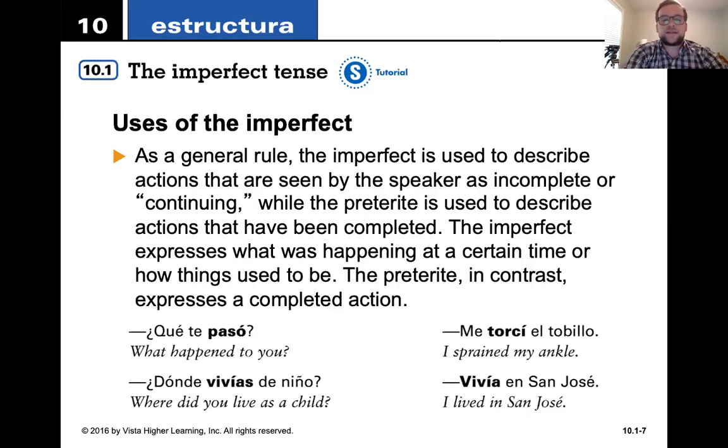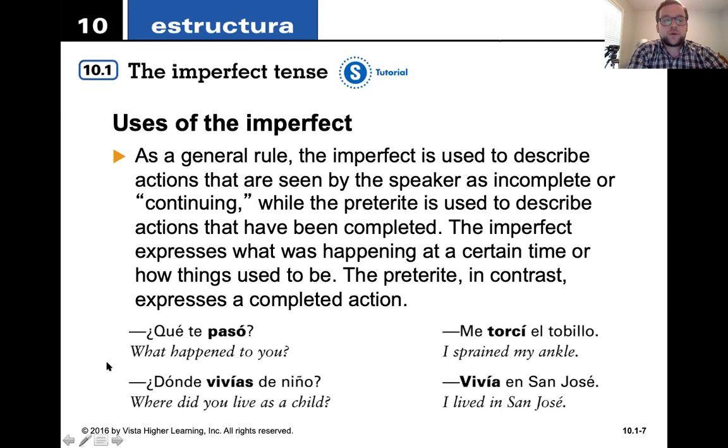So let's look at these examples. ¿Qué te pasó? What happened to you? So you'd use the preterite with that because he's saying what happened to you. Right? You would say, I turned my ankle. Me torcí el tobillo. I turned my ankle. It's done, right? That action's over. It's completed. That is why we would use the preterite, not the imperfect. If you were saying the imperfect with a sentence, you'd be saying, I used to sprain my ankle a lot, right? Not just I sprained my ankle one time.